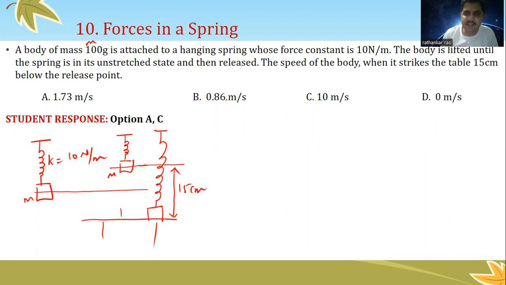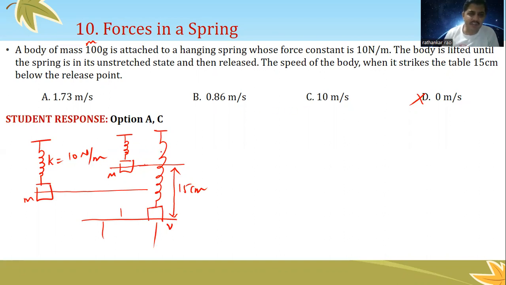Now, what is being asked? What is the speed of the body when it strikes the table? It will strike the table with a sound, right? So it's going to strike here with a velocity v. Otherwise, you won't get that sound, right? So definitely option D is incorrect. Thank God, most of the students realize this. But most of them got either answer A or answer C.